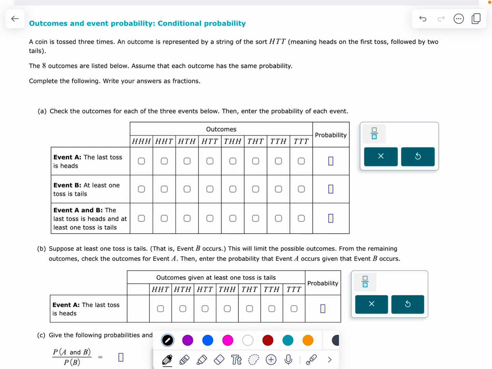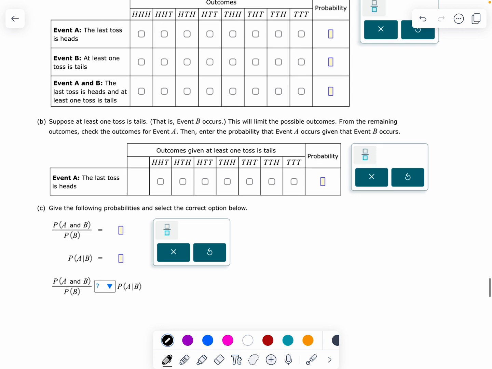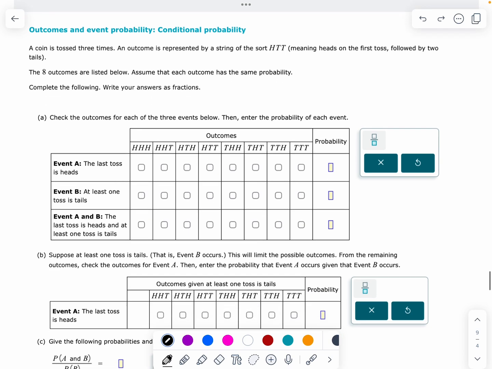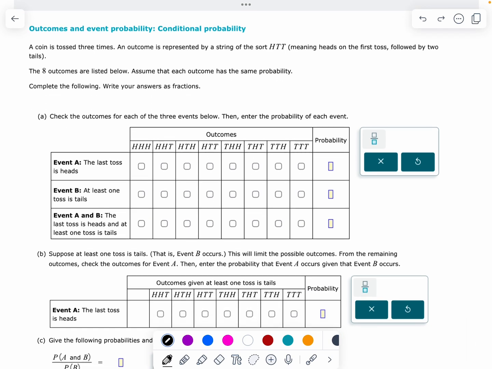All right. Outcomes and event probability, conditional probability. We're going to walk through this and then talk a little bit about what these symbols down here mean. Okay? So a coin is tossed 3 times. An outcome is represented by a string of the sort HTT, meaning heads on the first toss, followed by 2 tails. The 8 outcomes are listed below. Assume that each outcome has the same probability.